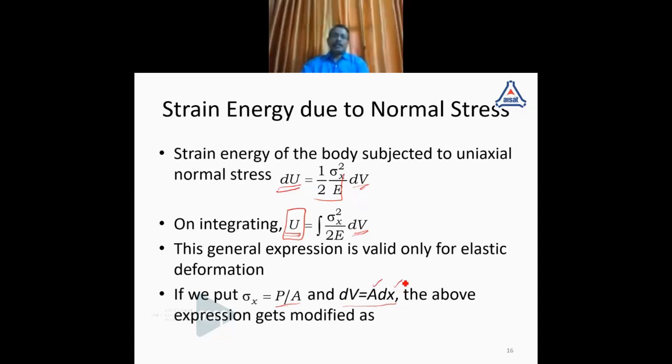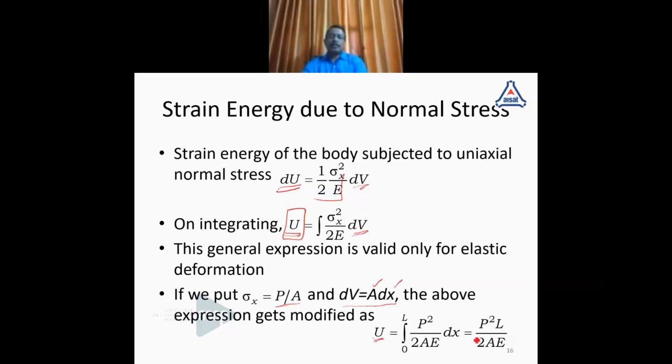Now the expression can be modified as P square L by 2AE. U, the elastic strain energy, is equal to P square L by 2AE. You may be familiar with this expression, PL by AE. What is it? Deflection. You studied this in MOS. PL by AE is a deflection.